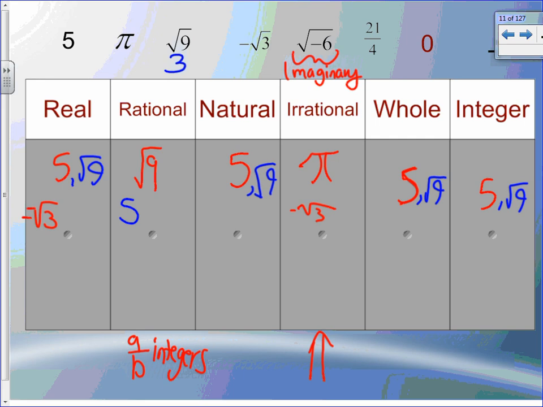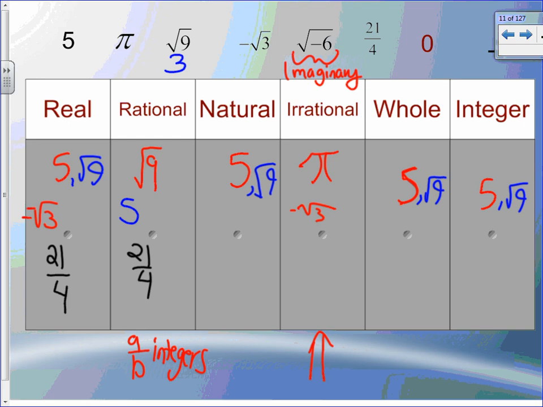How about 21/4? Is that real, everybody? Yes, thank you. Is it rational? Yes. Notice that is a fraction where the top and bottom are integer values, positive or negative whole numbers. Is 21/4 natural? No, because it's an improper fraction. It's not a counting number. You wouldn't count 21/4.